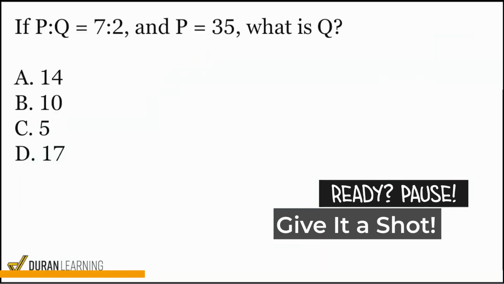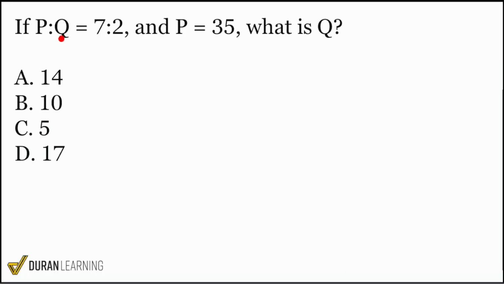All right, so this problem here states that if the ratio between P and Q is 7 to 2, and P is 35, then what is Q? All right, so giving this a shot here, what I understand is if I'm going to solve this, we can definitely solve this as a proportion, and we'll go ahead and make sure that we remember proportion is basically a fraction being equal to another fraction, or one comparison being equal to another.